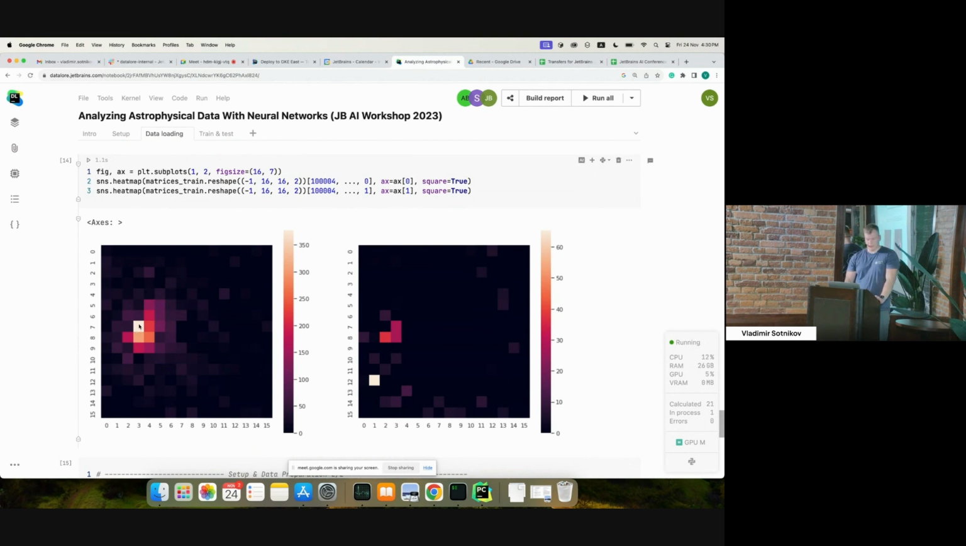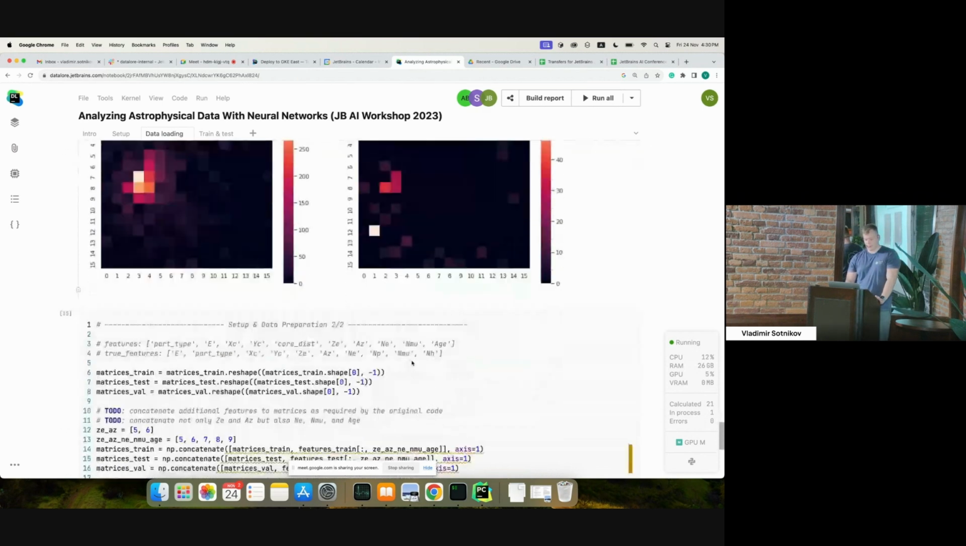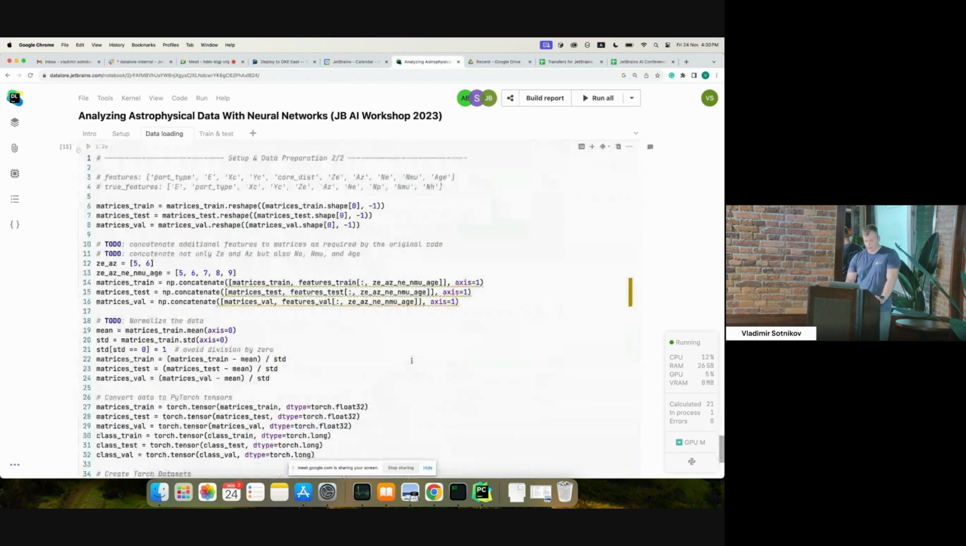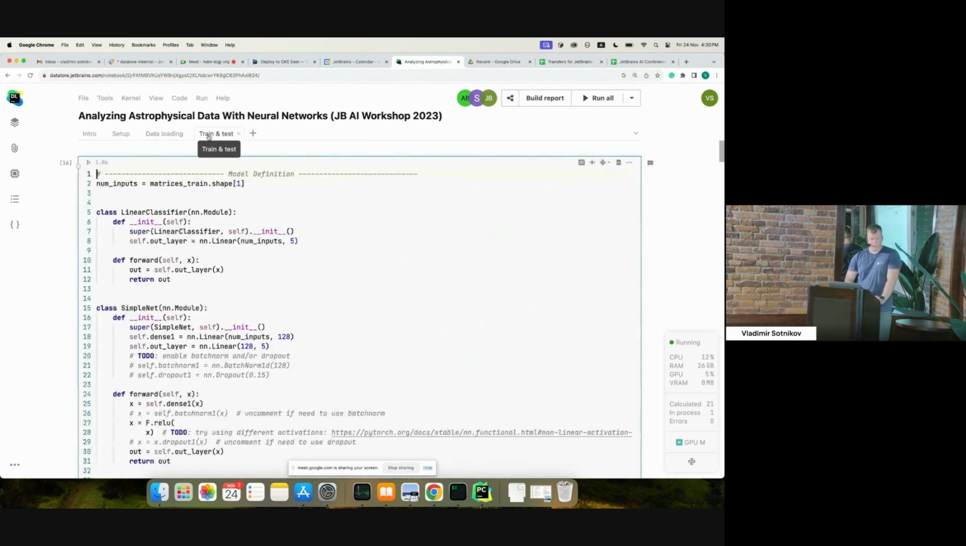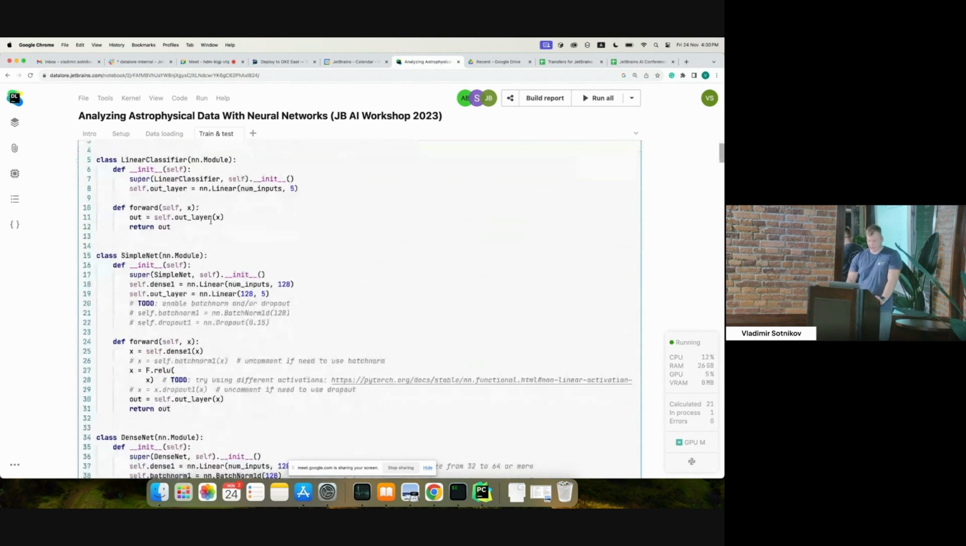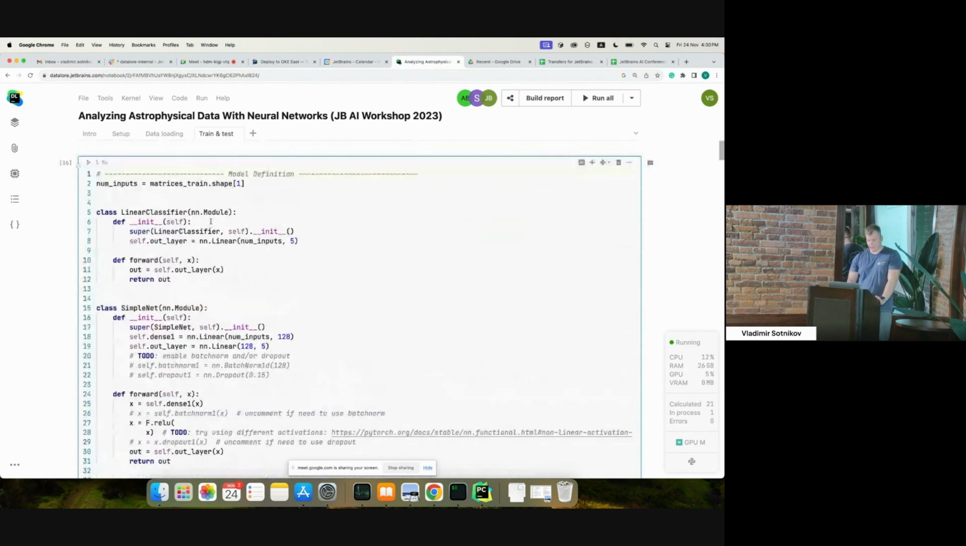And here's how one air shower looks. On the left, we have electromagnetic records, and on the right, we have muon detectors. And here we have some data pre-processing. If you're working with the notebook directly, you could try to tweak something with it. But for now, we could move on.